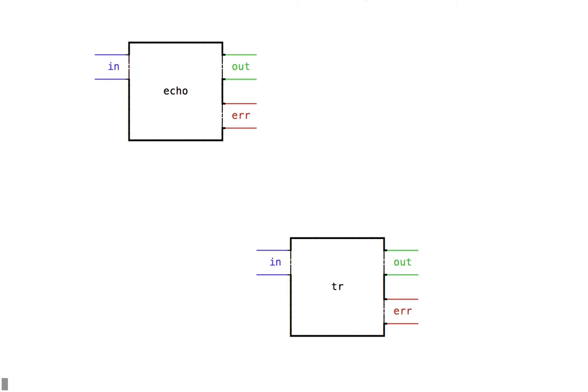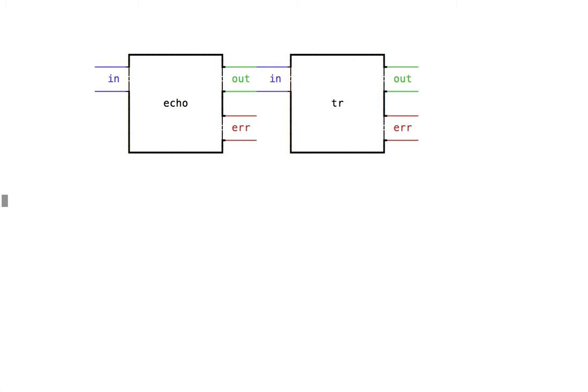However, this time, we're not going to leave things in their default configuration. Instead, we're going to make use of the pipe operator to connect the standard output stream of echo to the standard input stream of tr. How do we accomplish this goal? Let's look at an example.